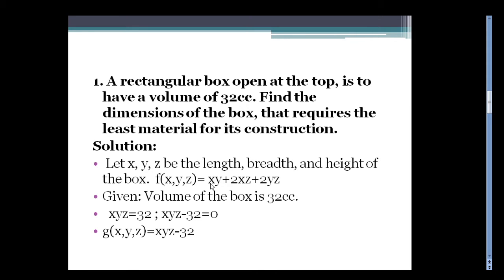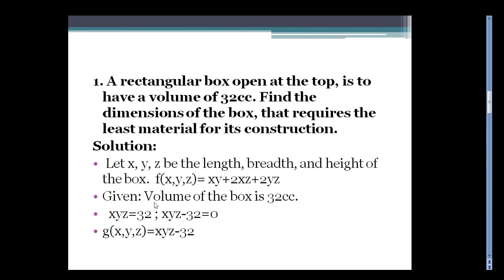We write 2xy plus 2xz plus 2yz. But here in our box, one side on the top is open, so we have taken only 5 sides. So let us write f of x, y, z equal to xy plus 2xz plus 2yz. It seems that one xy side is on the top. So this is the surface area formula for our rectangular box. Just take it as f of x, y, z.